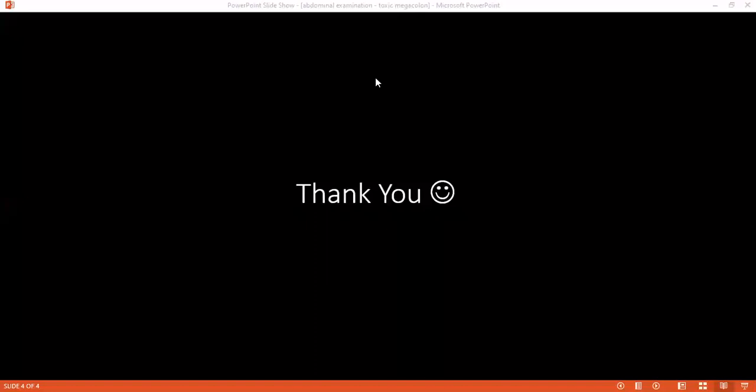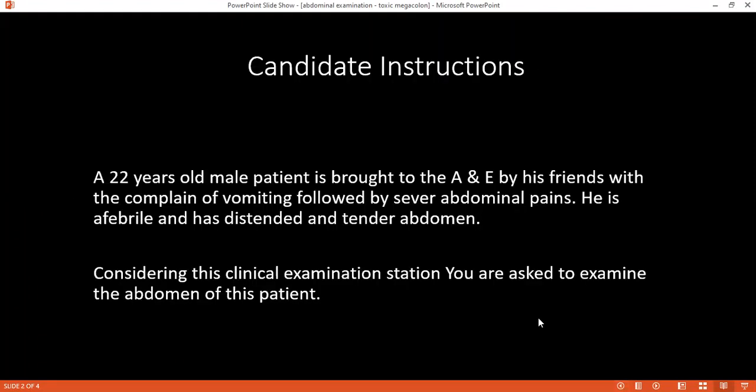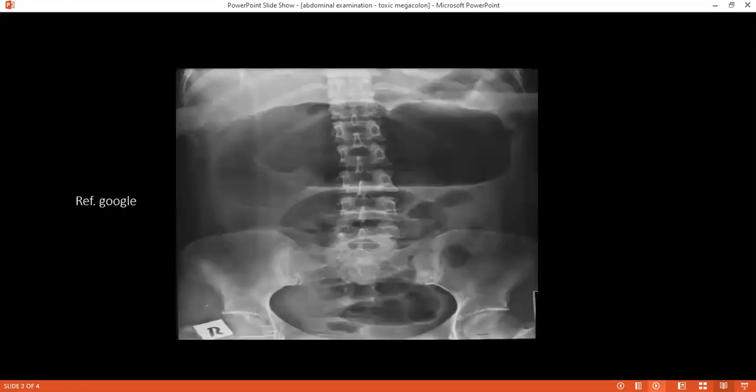This case? Toxic megacolon. Is that the toxic megacolon? Okay. Here, you can see. But this is not asked in the exam. So the only abdominal conditions that come are acute appendicitis, acute cholecystitis, acute diverticulitis if the patient is old, or para-umbilical hernia. Okay. So this is like my case, just for the practice.